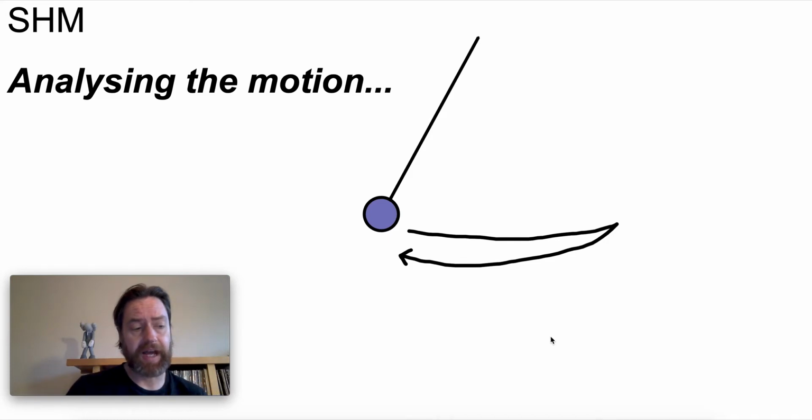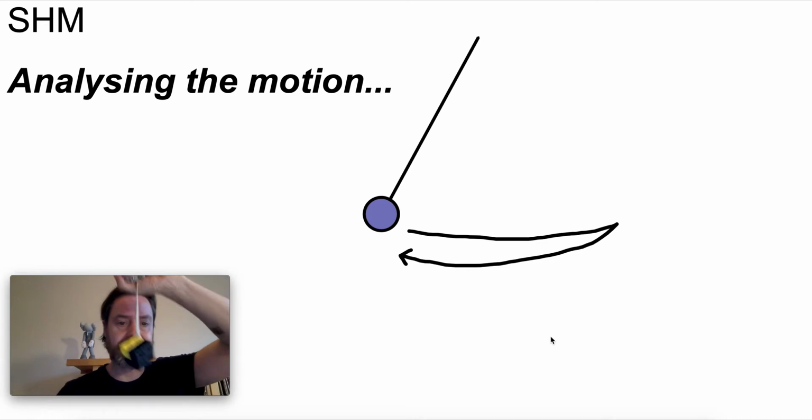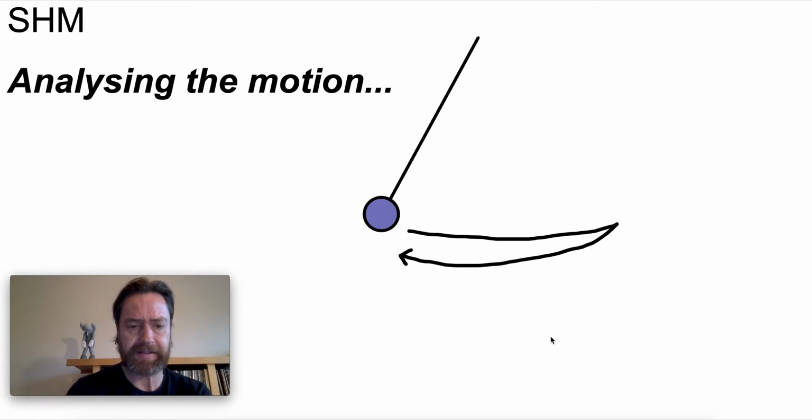Second video, we're going to look at actually analysing simple harmonic motion, trying to think about what's actually happening. And we're going to think about pendulums to start with. So if you've got your own pendulum, you might want to look at it in a minute. Maybe pause this and go and get something that you can swing back and forth. You probably can do it in your head as well, but sometimes having something tangible can actually help.